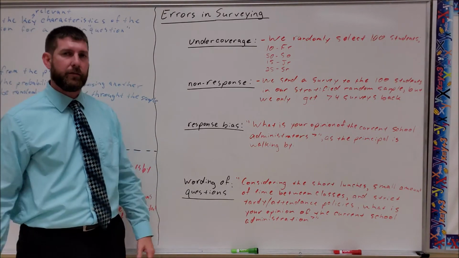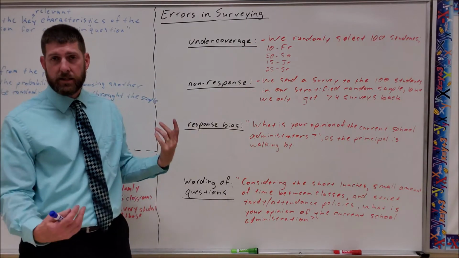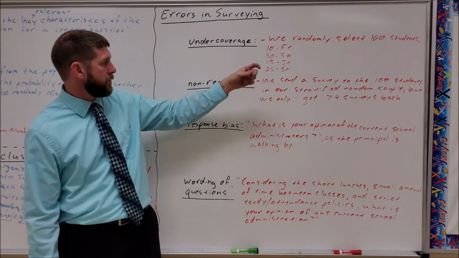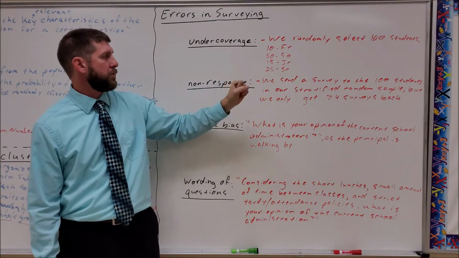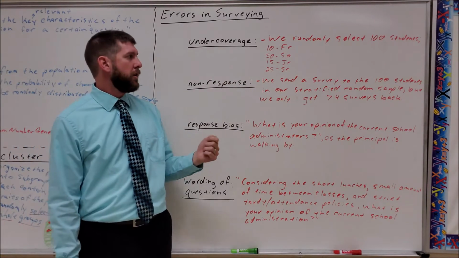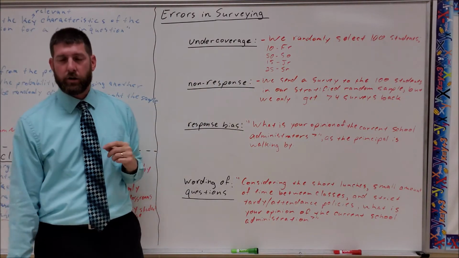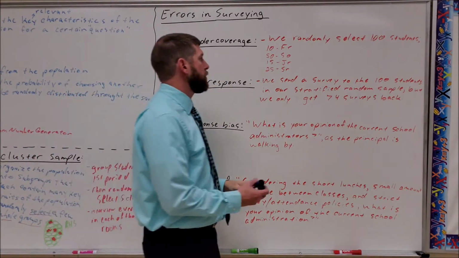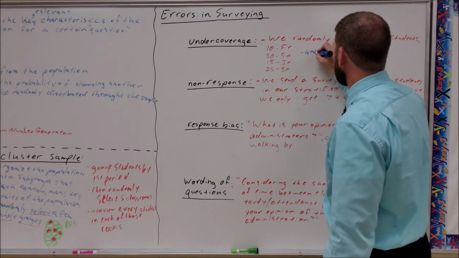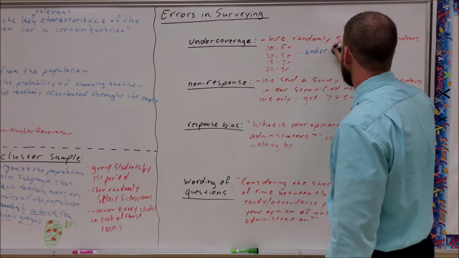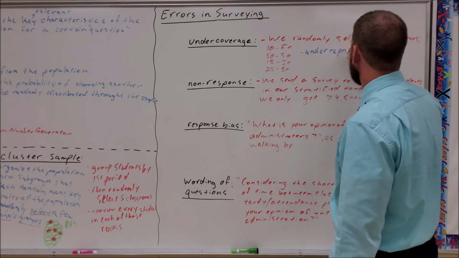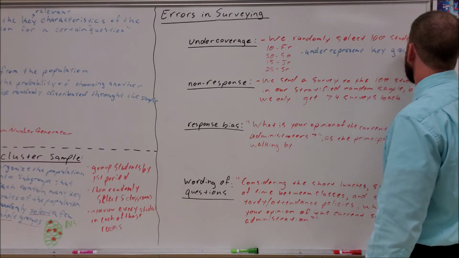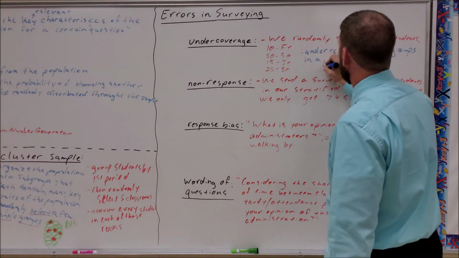So some things can go wrong. In this first scenario, we randomly selected our 100 students. So we did a simple random sample, got 100 students, and it came out to be 10 freshmen, 50 sophomores, 15 juniors, and 25 seniors. This right here would be an example of what we call undercoverage. Well, why do we think this is an example of undercoverage? Well, undercoverage is where you underrepresent key groups in a population.